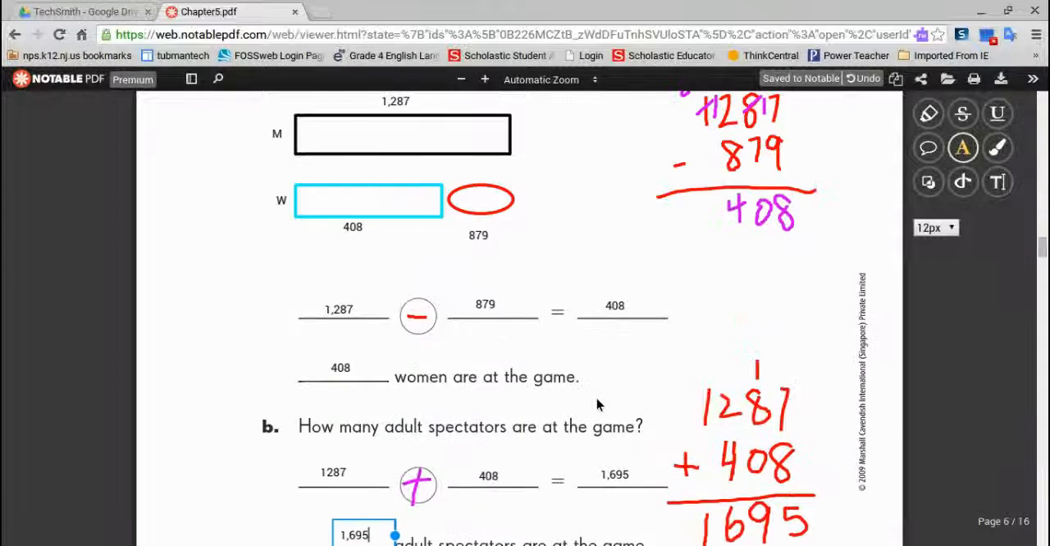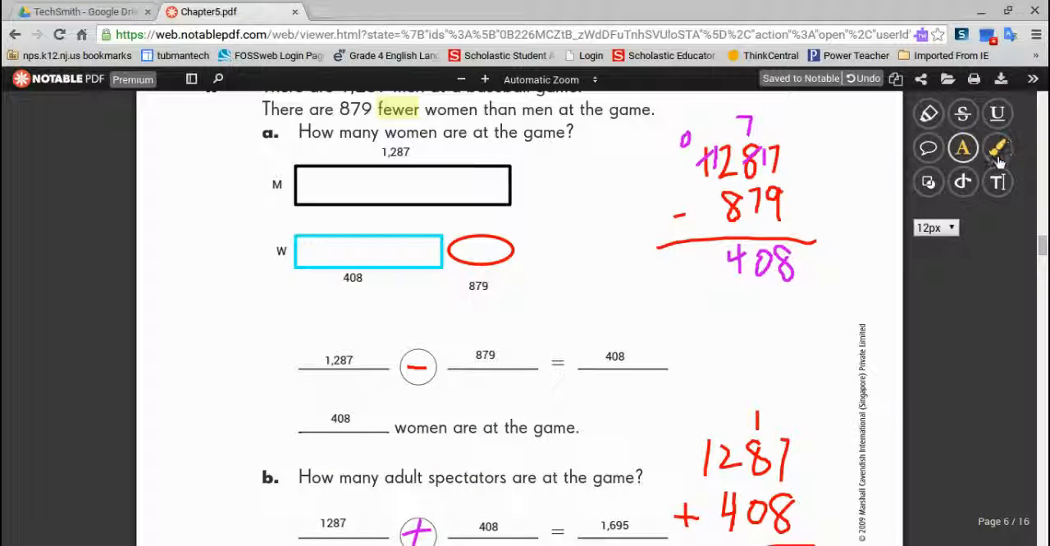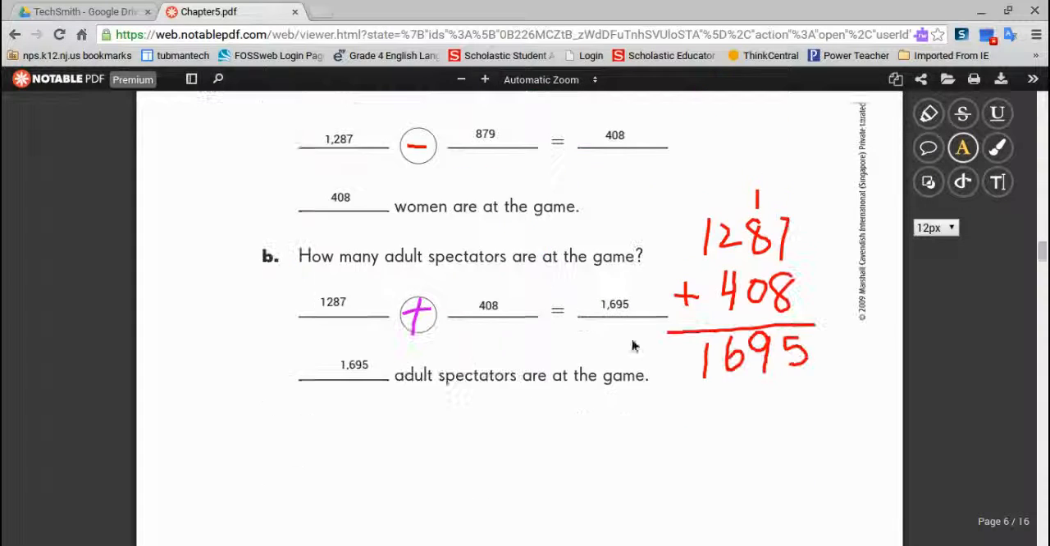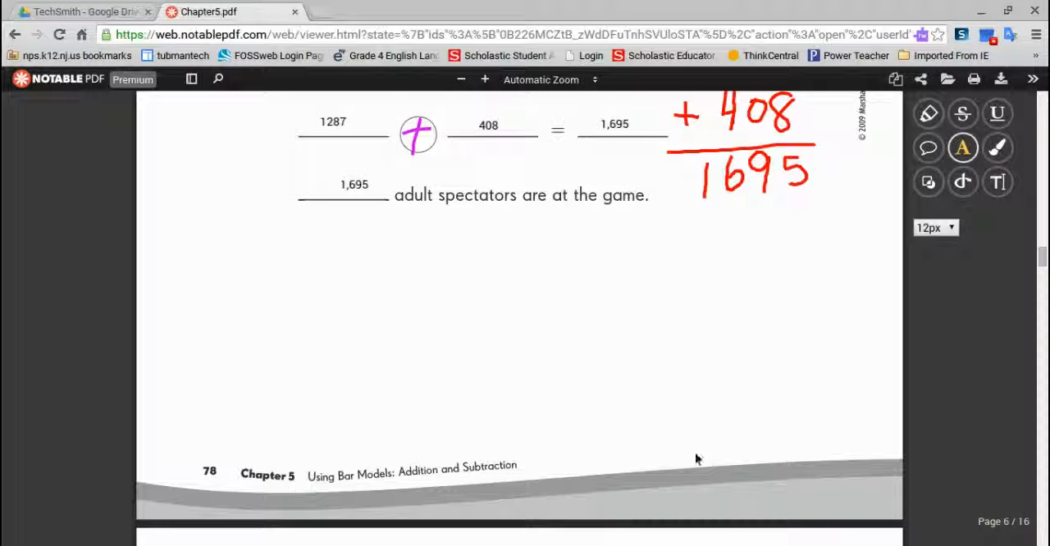Okay, so again, I want to put that back into my bar model on top. And here, I'm going to put a bracket sign to show that it was 1,695 adults at the game because I combined my men and my women and I put it together right there. Okay, and that was page 78.